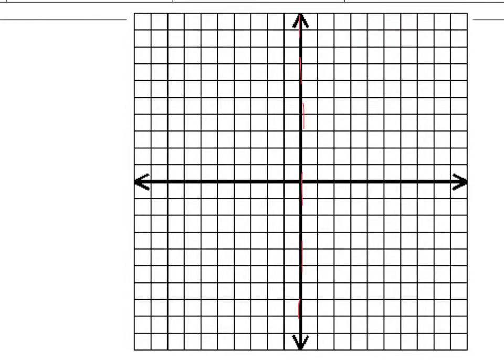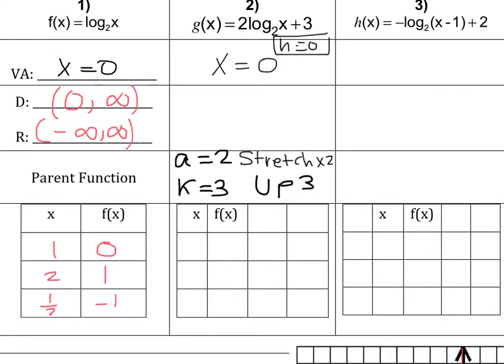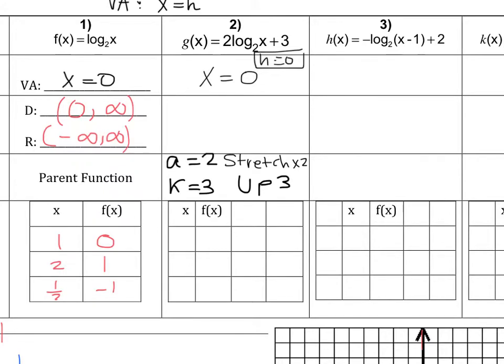Now in order to graph the rest of the function, we need some points. There are a couple of methods to graph logarithmic functions, if you remember. One of them is to depend on the parent function table, and then add all the extra things, which in this case are the a and the k. So I'm going to try this method first.